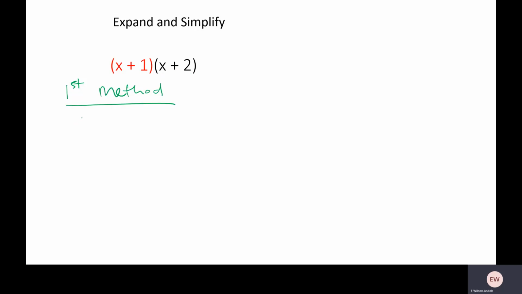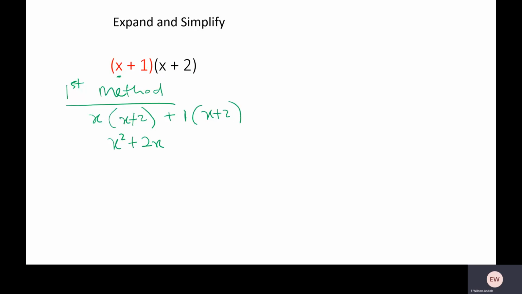So we are going to have X, this first X multiplying X plus 2. Then plus, now always check the sign. The second term in the first bracket is plus 1. So we have plus, because it is plus 1, there is no need bringing the 1 because 1 times any number is the same as any number. So we have 1 times X plus 2. So this will give us X squared plus 2X.